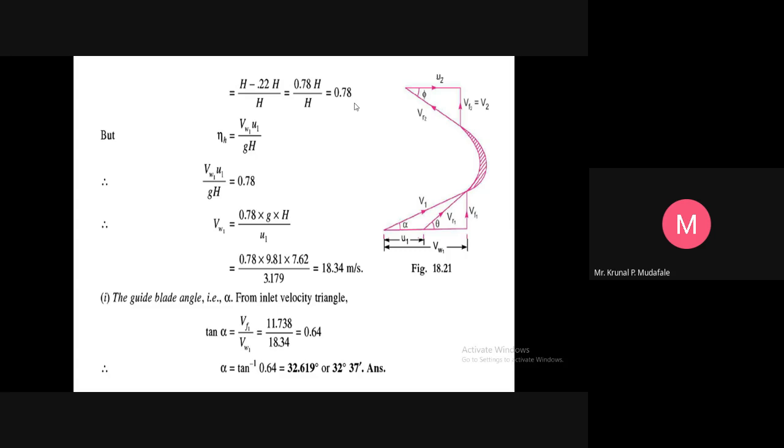Besides hydraulic efficiency, our other formula with respect to the velocity triangle is vw1 u1 plus minus vw2 u2 upon gh, right. But here the flow is radial, that means vw2 becomes 0, so the only formula is vw1 into u1 divided by g into h, okay. We gave this in the previous lecture too and discussed how the formula is obtained; it is for the radial condition. So the efficiency of the hydraulic turbine is already calculated as 78%, that is 0.78.